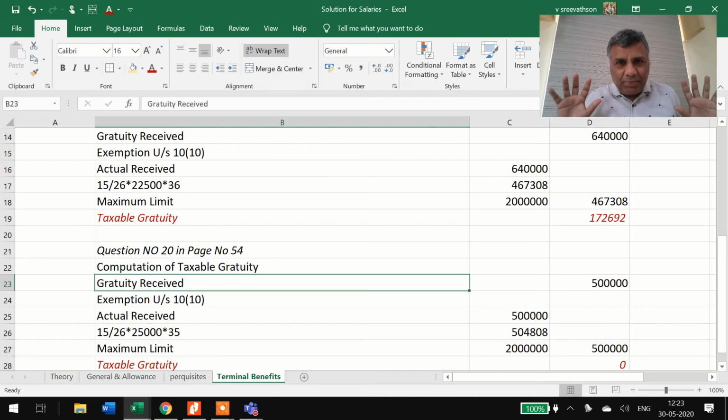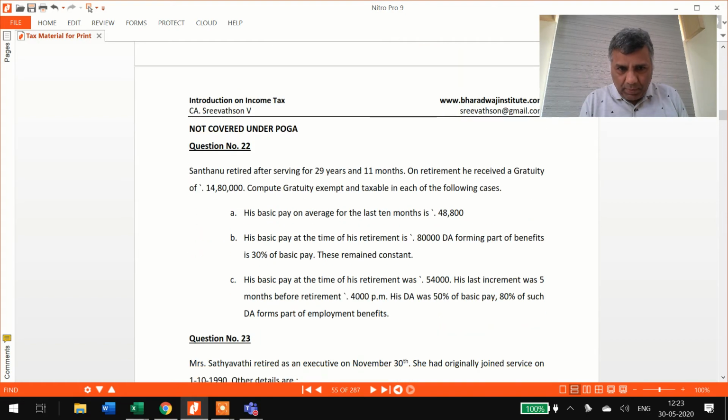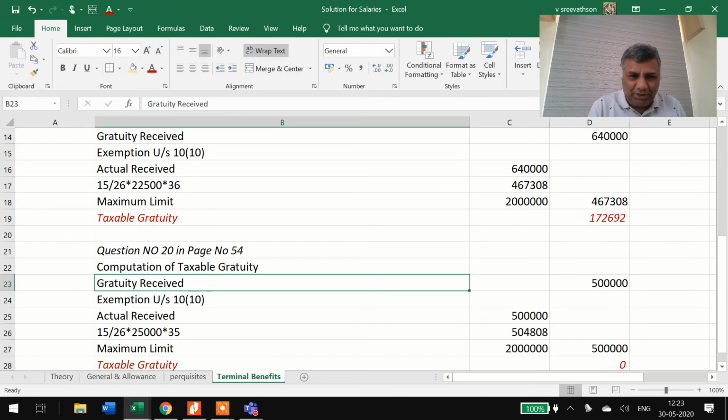Okay friends, patiently we will try to understand the practical aspect of it. Question number 22 in page number 55. Shantanu retired after serving 29 years and 11 months. On retirement, he received a gratuity of 1480, compute exempt and taxable. 1 minute, back to your theory notebook, please.